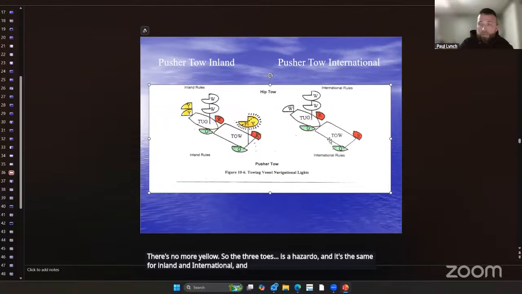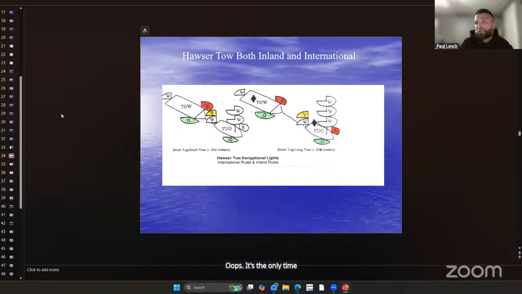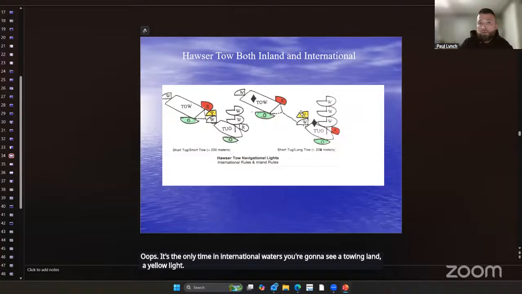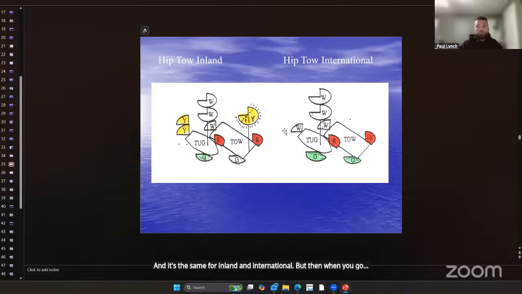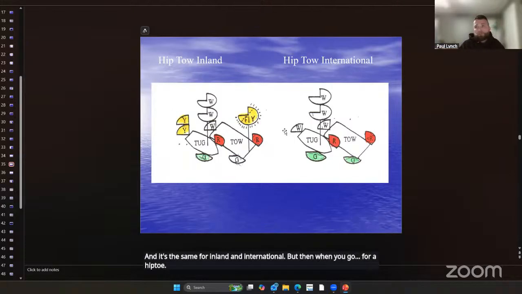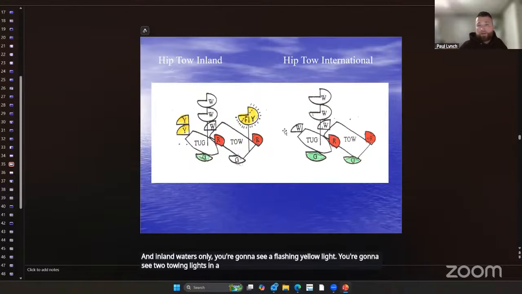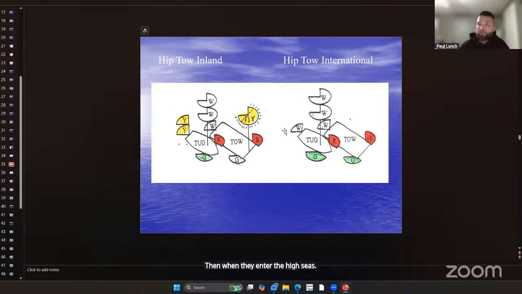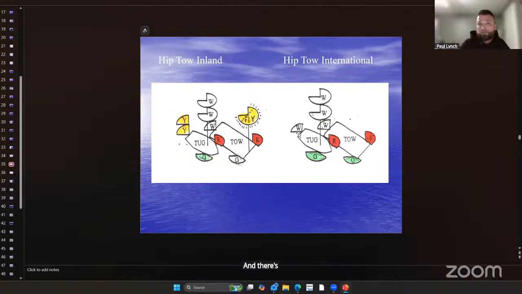And it's the only time in international waters you're going to see a towing light, a yellow light. And it's the same for inland and international. But then when you go for a hip tow in inland waters only, you're going to see a flashing yellow light. You're going to see two towing lights in a vertical line. Then when they enter the high seas, they shut off their towing lights. They turn on their stern light, and there's no more yellow lights.